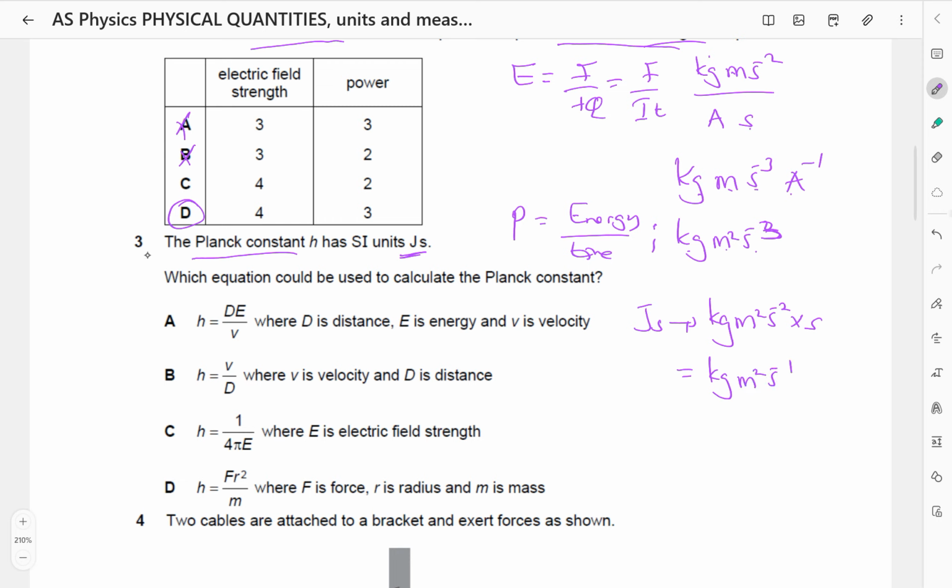That is the unit. So which equation could be used to calculate the Planck constant? We check the units. If they are equal, then it can be used. I'm checking the first equation. d is distance, which is meters. E is energy, so energy is kilogram meter squared per second squared. v is velocity, which is meters per second, so meters has cancelled. Then s power negative 2 divided by s power negative 1, so we are remaining with kilogram meter squared s power negative 1, which is the same as that, so the answer is going to be A.